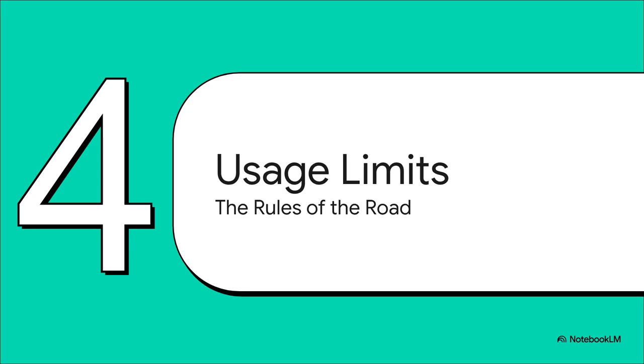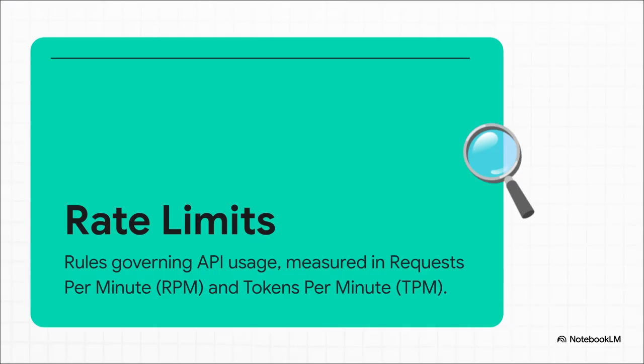Okay, so you've picked your model, you understand how you're being charged. The next logical question is, how much can you actually use it at once? And that's where we get into rate limits. Think of rate limits as the rules of the road for the API. They're there to make sure no single person can clog up the whole system, keeping it fast and reliable for everyone. The 2 big numbers you'll see are RPM, which is requests per minute, and TPM, tokens per minute. You have to stay under both.